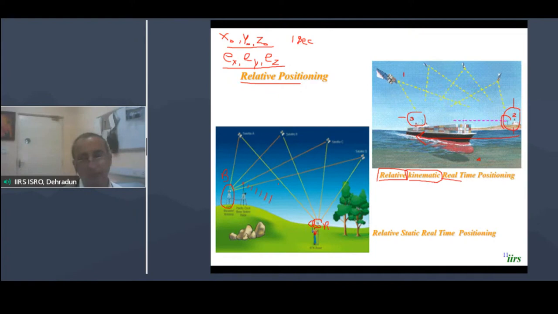So here also it is fulfilling the first condition: both are locking common satellites. Both are doing observation at the same time, and the distance between base and rover is not very high. It is less than 20 kilometers. So the error at base and rover is common. That's why it is relative. Static: you can see the rover is static in this case. It is not moving. And real time: there is a beacon working as transmitter to receiver, so it is applying the corrections. So this is the relative, static, real-time positioning technique.